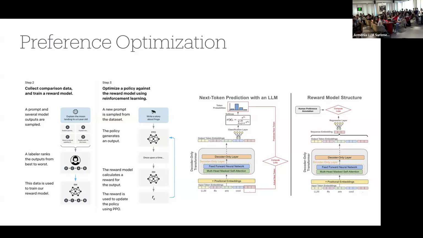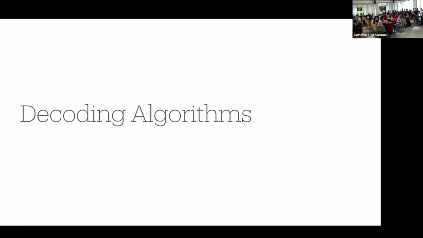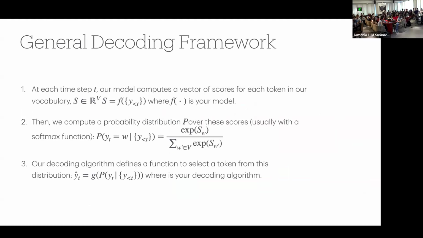Okay, we're running out of time, so I think I'll just do one more section. Super, super quick. Last thing to talk about is decoding algorithms. The main concept is that once you have a language model that models a sequence autoregressively, you need to be able to pick at each token how you're going to sample the next token.